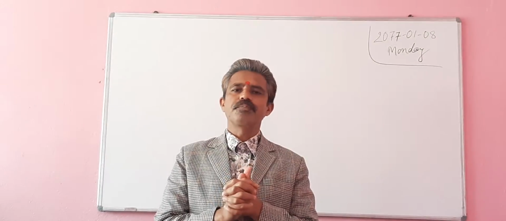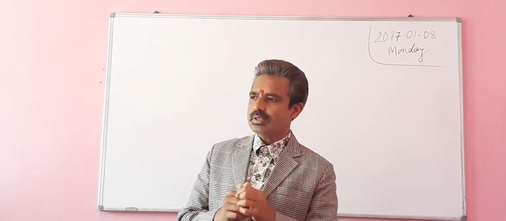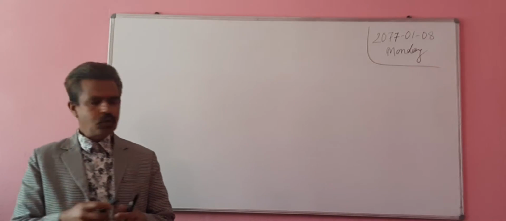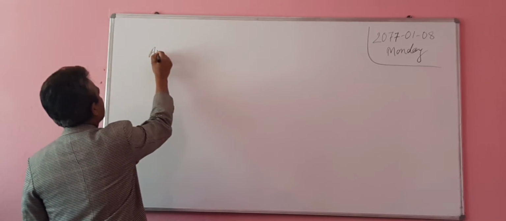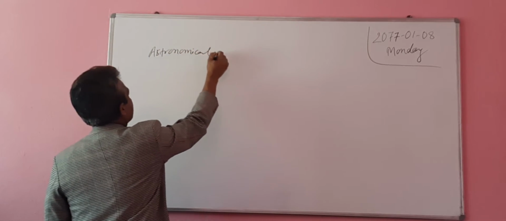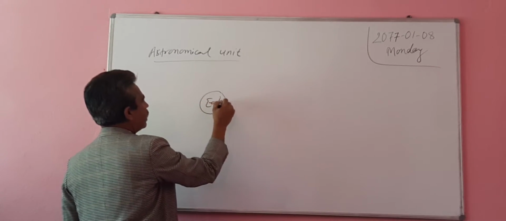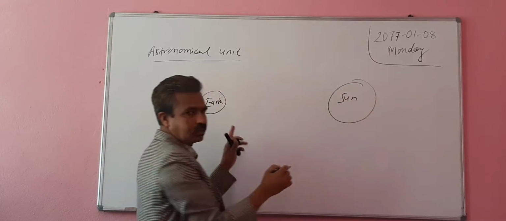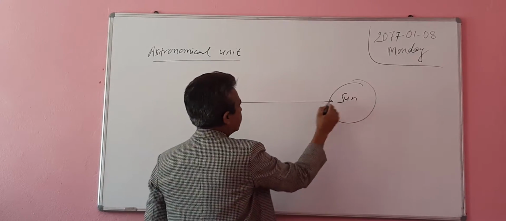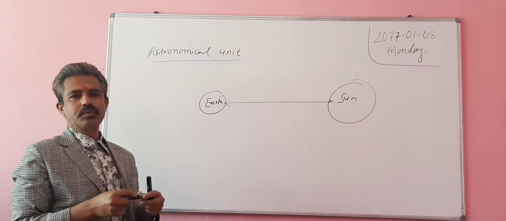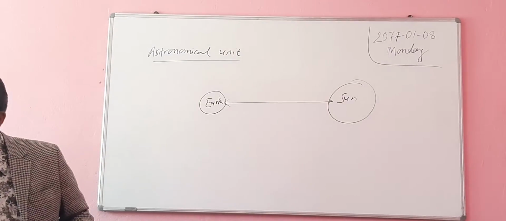Actually, those questions are asked from the chapter Our Universe or the Universe. So questions are like this. First question was, what do we mean by astronomical unit? Okay, students. Here is the Earth and here is the Sun, and the distance, the mean distance or average distance between the Earth and Sun is called astronomical unit.